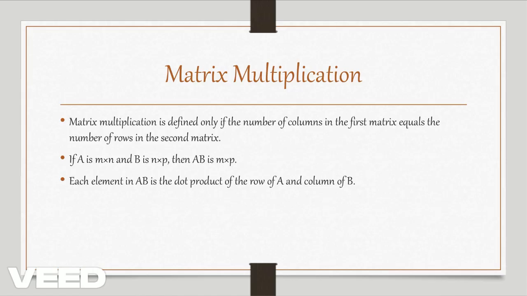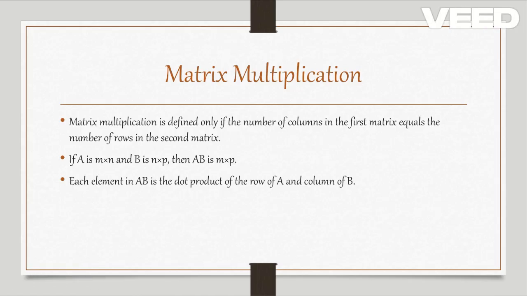Now next is matrix multiplication. Matrix multiplication is defined only if the number of columns in the first matrix, that is A, equals the number of rows of the second matrix. If the order of A is m cross n and B is n cross p, then the matrix multiplication AB is possible and it has the order m cross p.